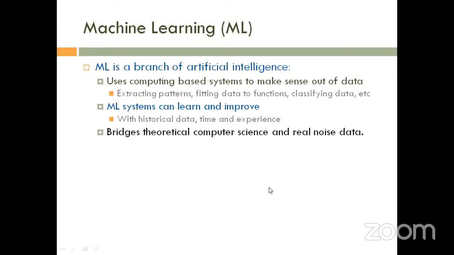So in computational neuroscience and all, they use these neural networks. Machine learning is a branch of artificial intelligence that uses computing-based systems to make sense of the data, that is, extracting, fitting data to a function, classifying, etc. I think all these things we have done.